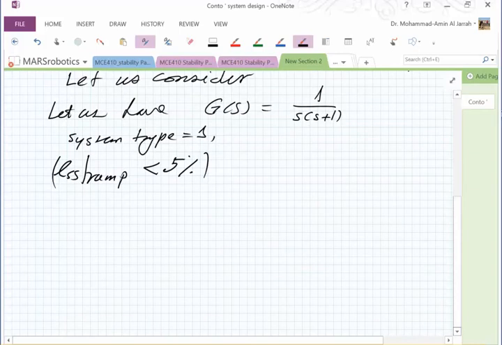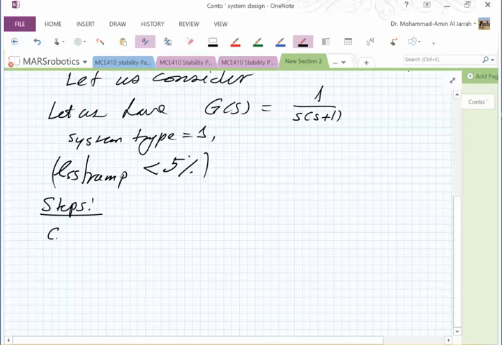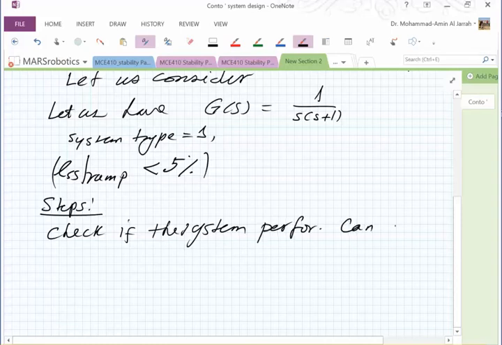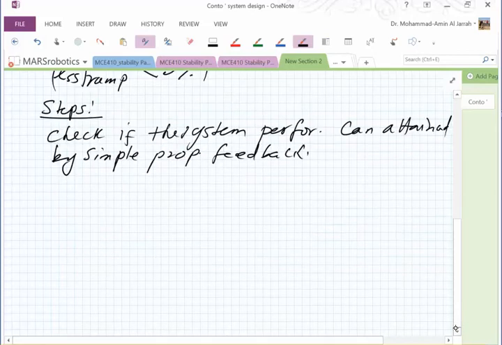Okay, so you start your design by the following. Let me check if I can do the first, let me write a step here, maybe better. So first step: check if the system performance can be obtained or attained by simple proportional feedback. So the first thing, why should I worry about designing a more sophisticated controller if a simple proportional feedback works?